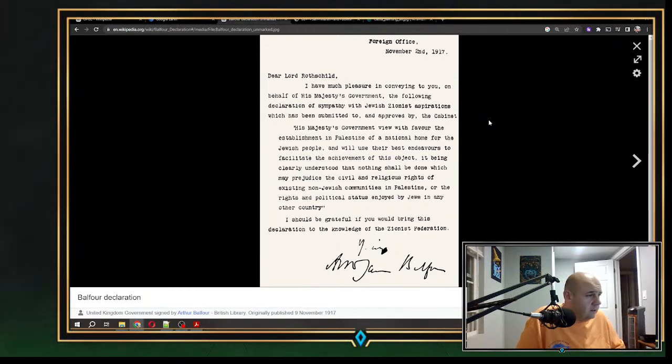Balfour is the English Secretary of State, basically the Foreign Affairs Office. He's like the equivalent of the Secretary of State in America. He handles all foreign affairs. And within England, there was a group of people that we call today Zionists. Now, what are Zionists? Zionism, or Zionists, are mostly Jewish people who believe in the biblical concept of a Zion, meaning homeland, for the Jews, traditionally in modern Palestine.